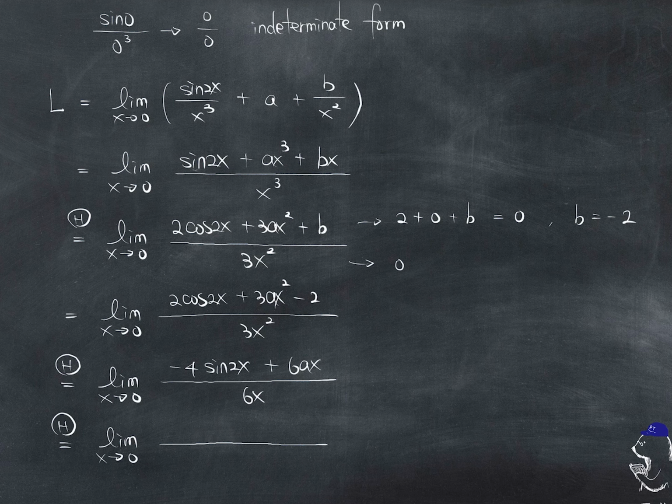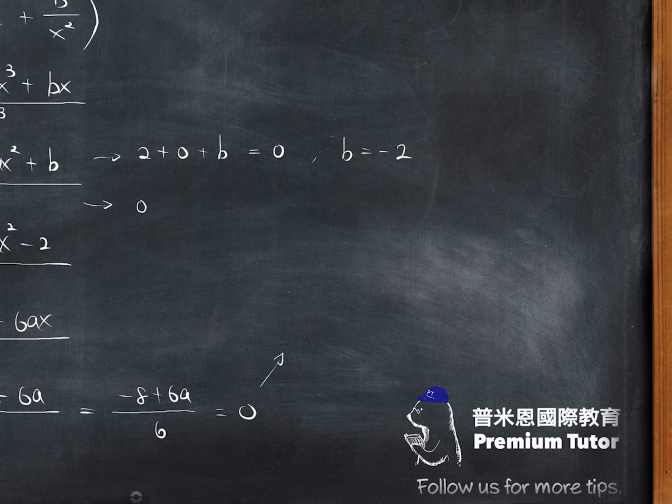Well, the numerator now becomes -8 cosine 2x plus 6a over 6, finally. If we plug 0 in, it's basically just -8 plus 6a over 6. This is equal to 0. So the only possible situation is that the numerator itself is 0, so -8 plus 6a equals 0. So a has to be equal to 8 over 6, which is just 4 over 3.